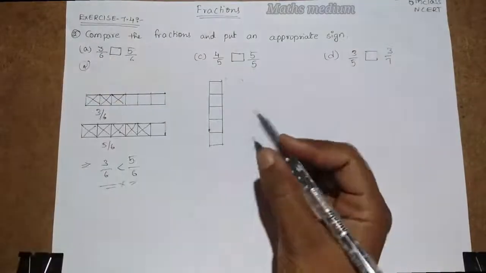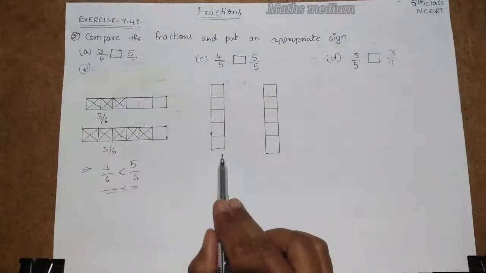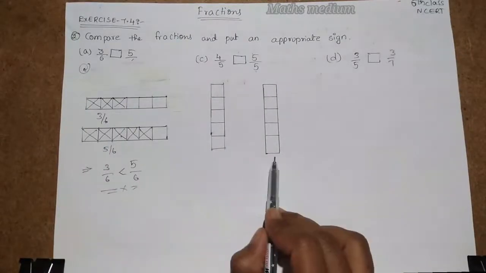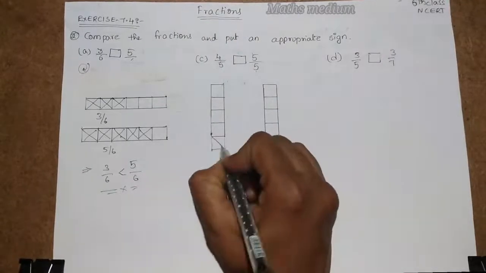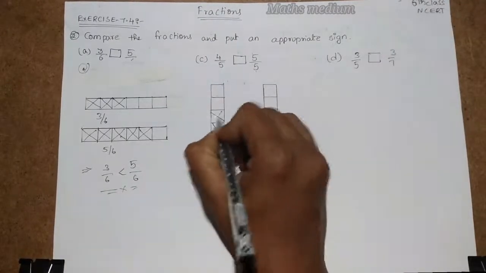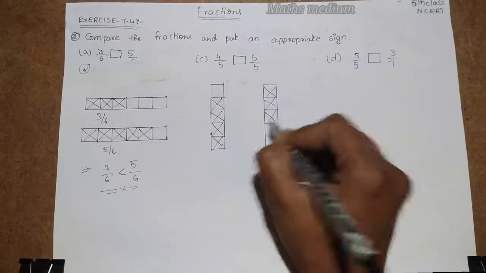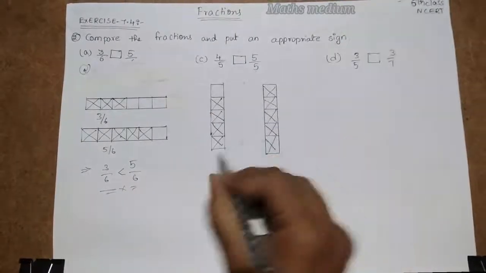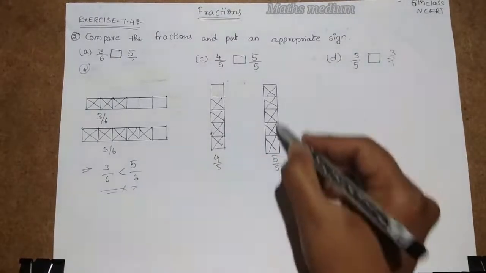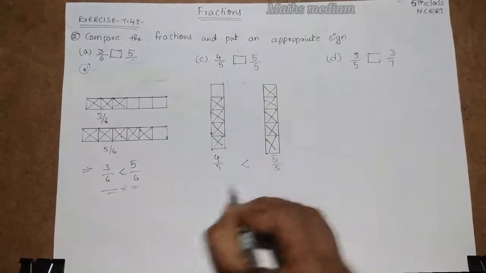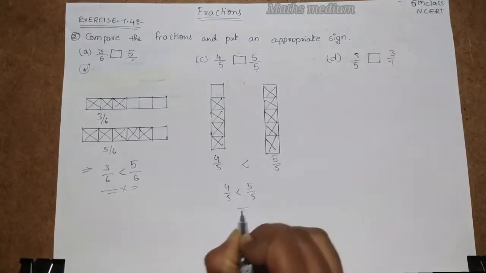See here. Similarly, take another one also. We are dividing one part into 5 equal parts. Here also 5 equal parts. So, let's shade out of 4. 1, 2, 3, 4. Here also 1, 2, 3, 4 and 5. This is 4 by 5 and this is 5 by 5. So, this is obviously greater. So, this is the symbol. 4 by 5 is less than 5 by 5.